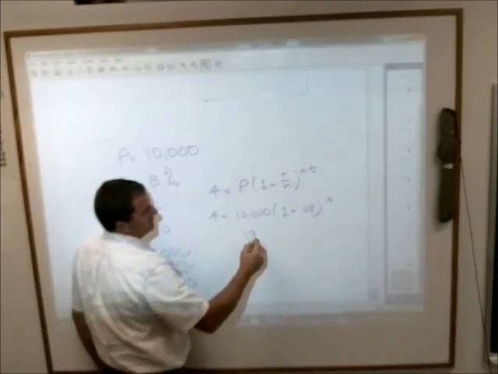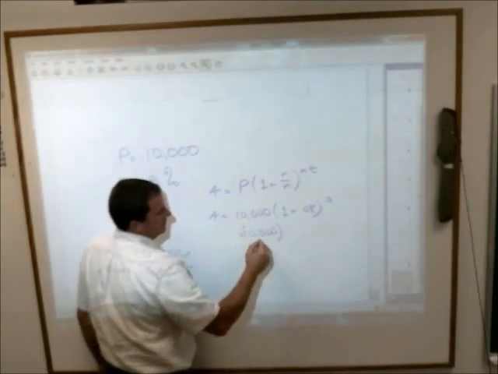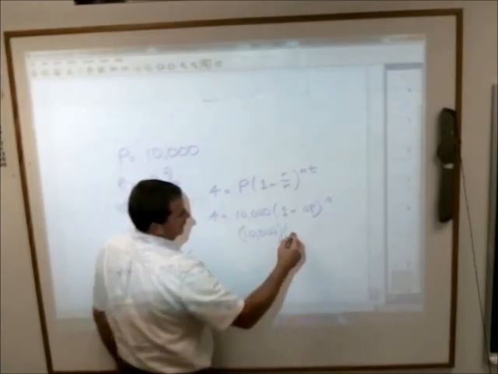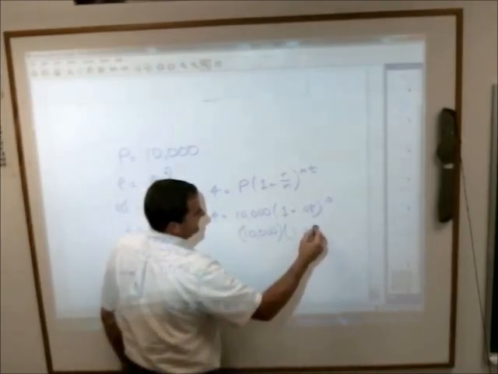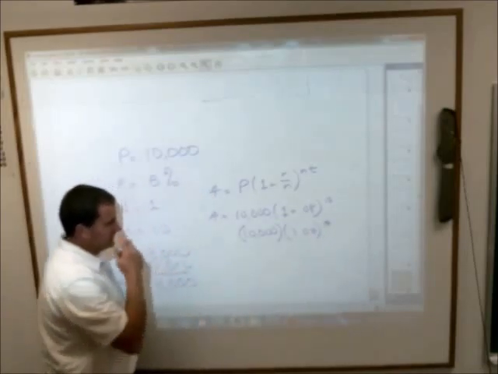So, what do we have here? $10,000. Am I going to have enough to buy a house? 1.08 to the 10th power.